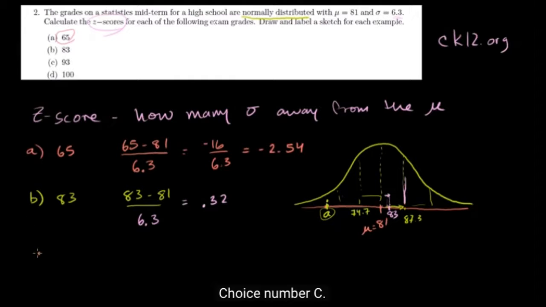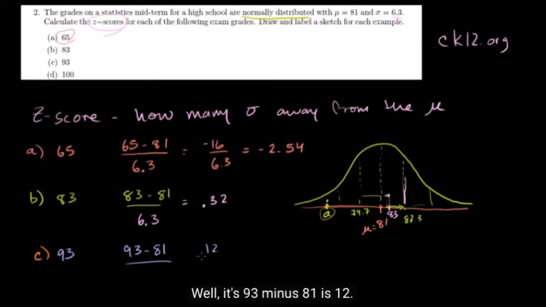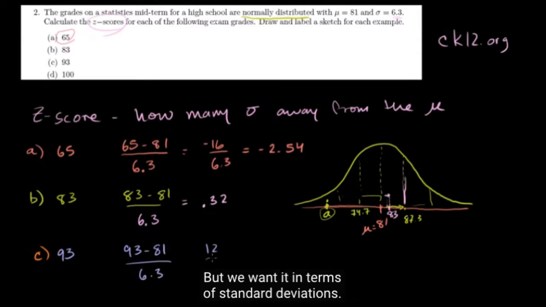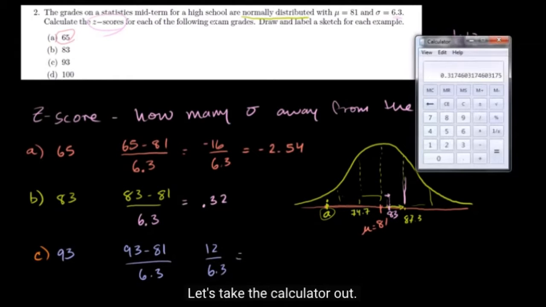Part C, I guess I should call it. 93. Well, we do the same exercise. 93 is how much above the mean? Well, 93 minus 81 is 12. But we want it in terms of standard deviation. So 12 is how many standard deviations above the mean? So it's going to be almost 2. Let's take the calculator out. So if we get 12 divided by 6.3, it's 1.9 standard deviations.